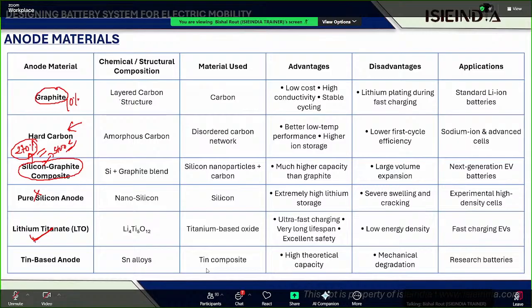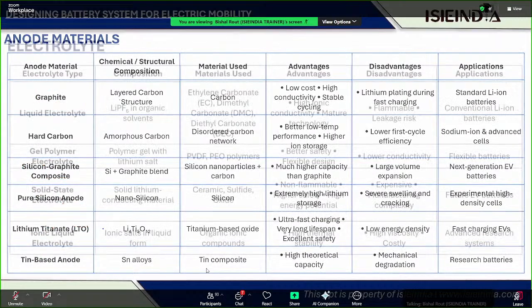LTO is being used as well, and tin-based anode is still on research. I never saw tin being utilized, but LTO is being utilized. But LTO is only utilized with LMO. If LMO is the cathode, then only can we use LTO, and it is going to give you 5 volt, right? CATL is a company that has manufactured this LTO battery as well, right?